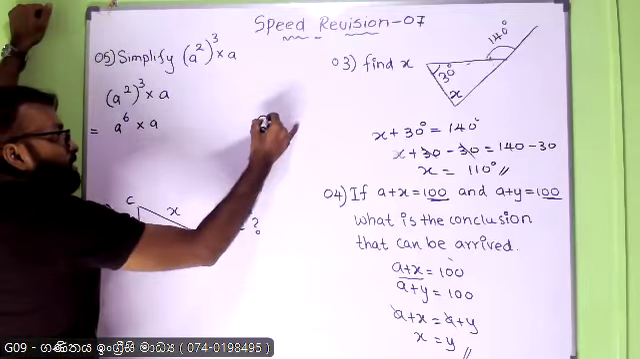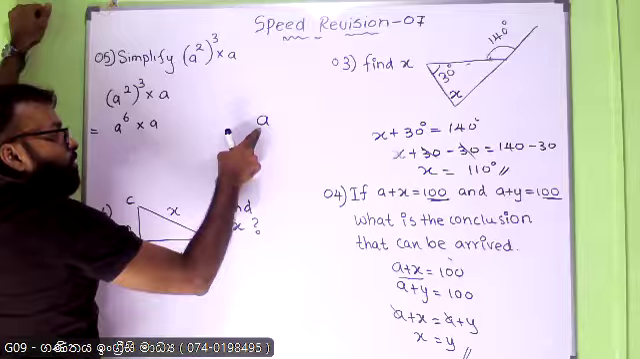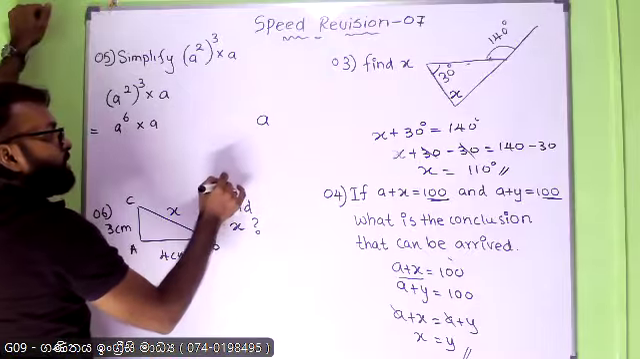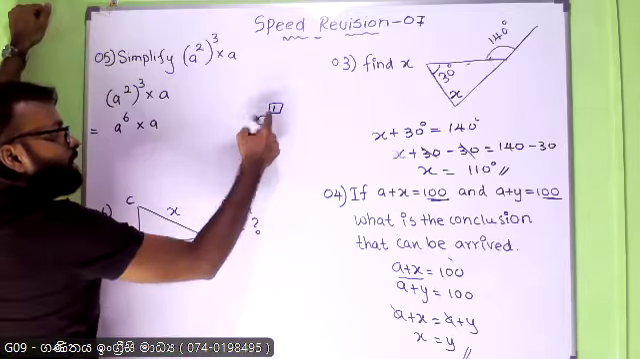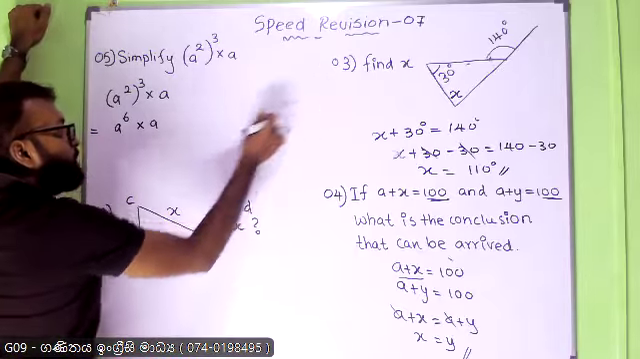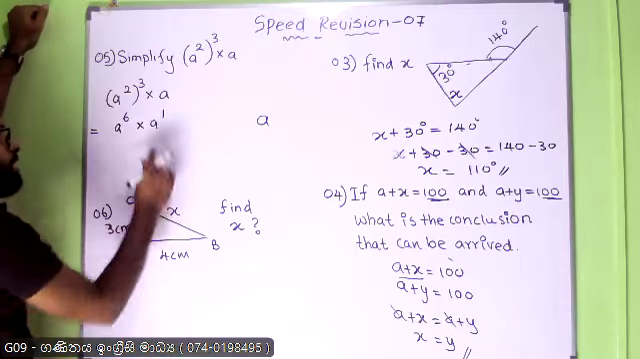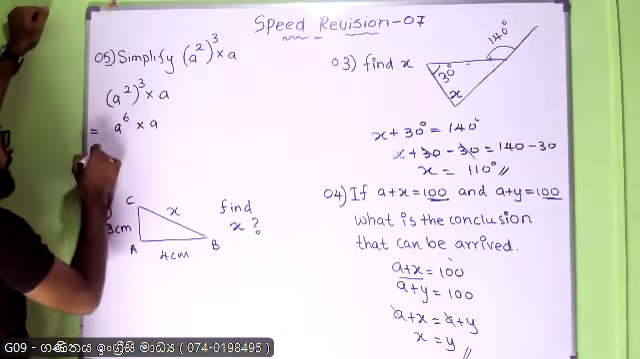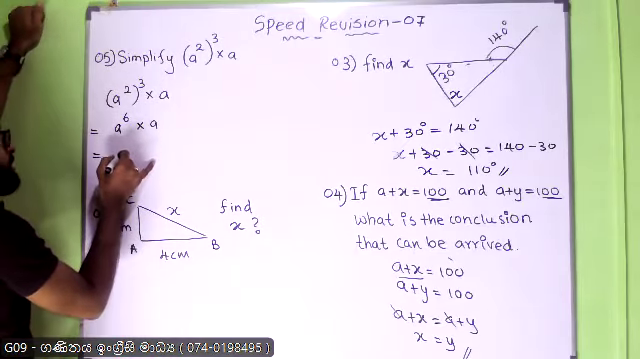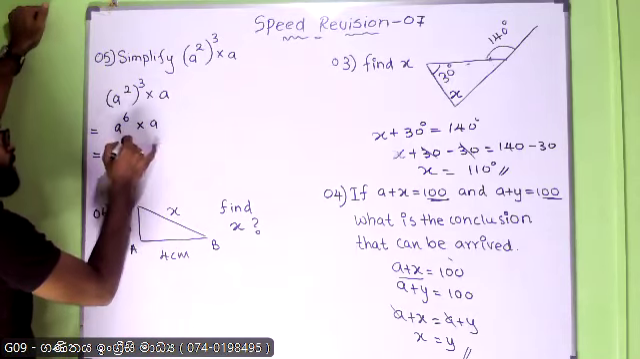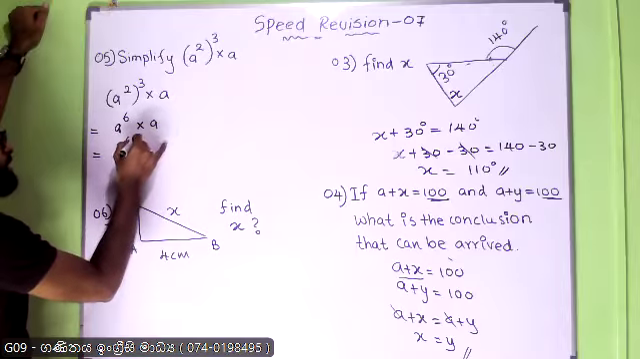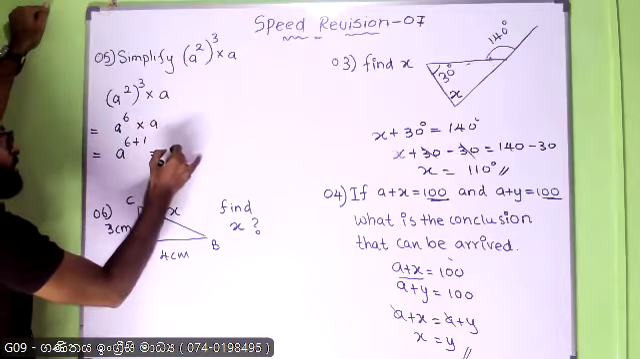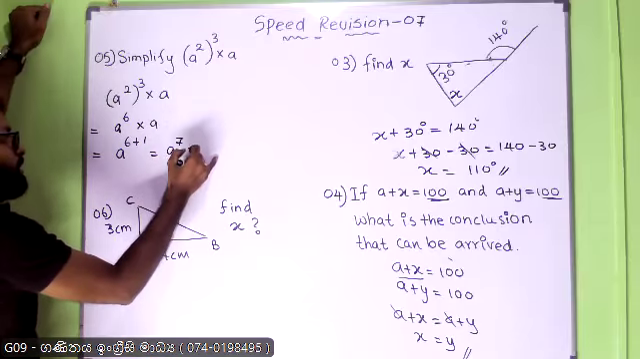Can anyone say what is the power of this a? Power of this a? 1. Yes, 1. It is a default number, but we are not going to write it. So no need to write. By using the laws of indices, you can add because the base is the same. a, base is same. 6 plus 1. So a to the power 7 should be the answer.